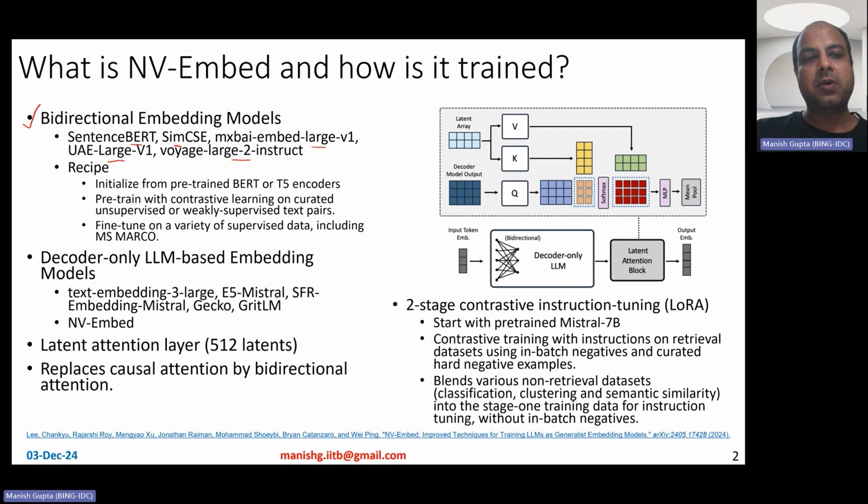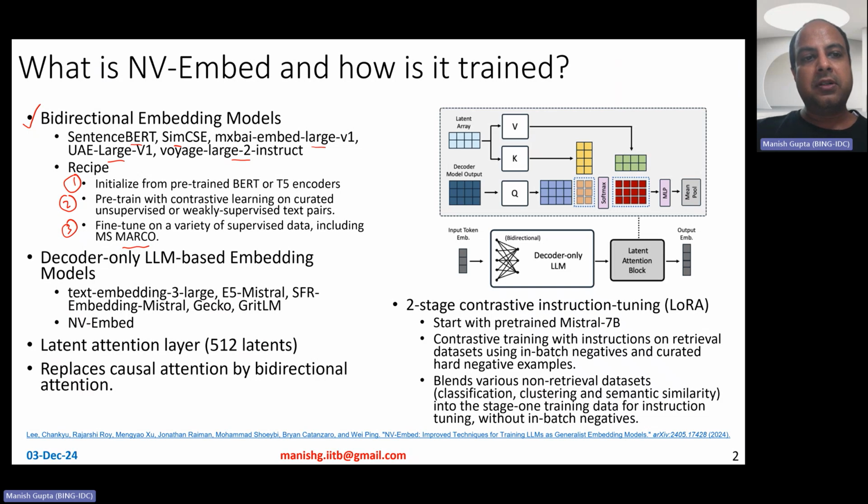The recipe to train these models is in three steps. The first step is to initialize from a pre-trained BERT or T5 encoder. The second step is to pre-train it further with contrastive learning on curated, unsupervised or weakly supervised text pairs. And the third step is essentially to fine-tune on a variety of supervised data, most commonly using MS MARCO, so that it learns how to do retrieval kind of tasks.